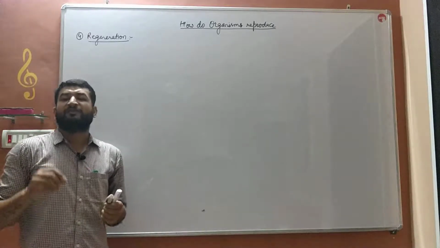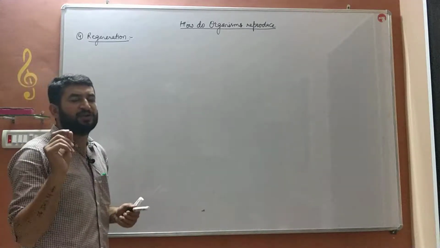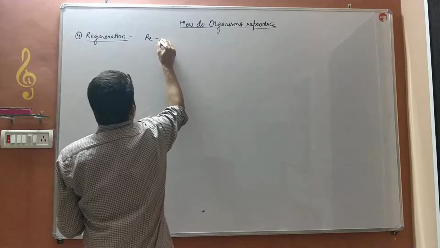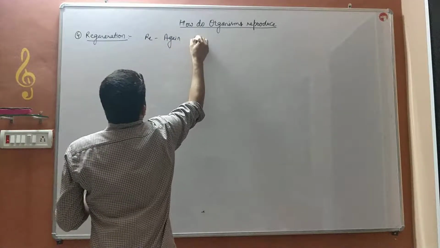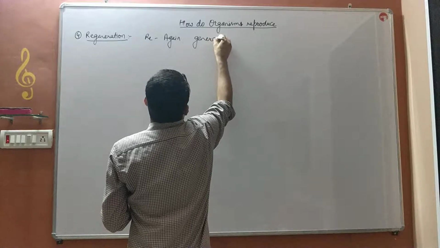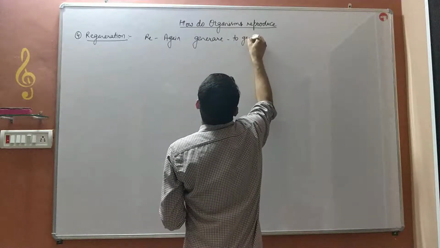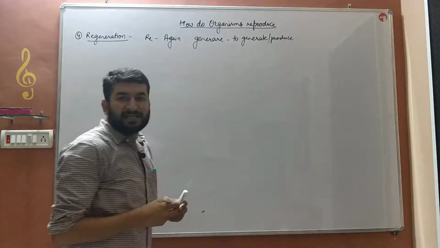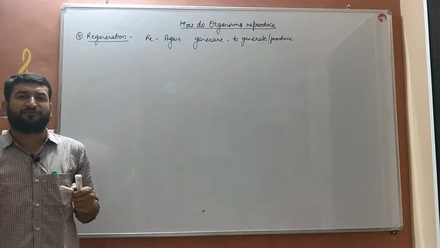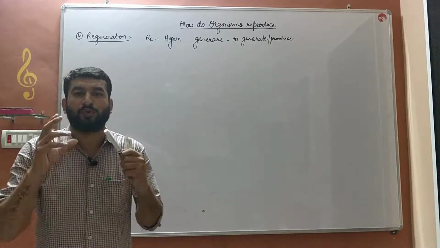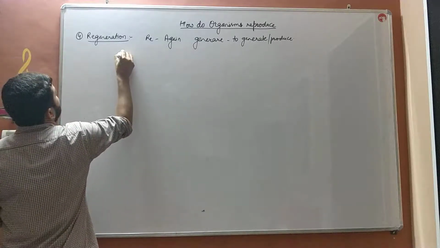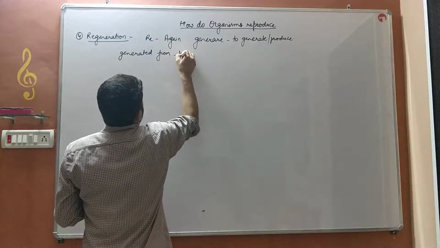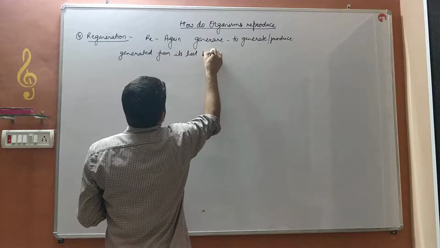In this video, we will discuss the fourth type of asexual reproduction, that is regeneration. Regeneration is composed of re, that means again, and generation is taken from generate, that means to generate, to produce. It is the asexual mode of reproduction in which a new organism is generated from its lost body part.